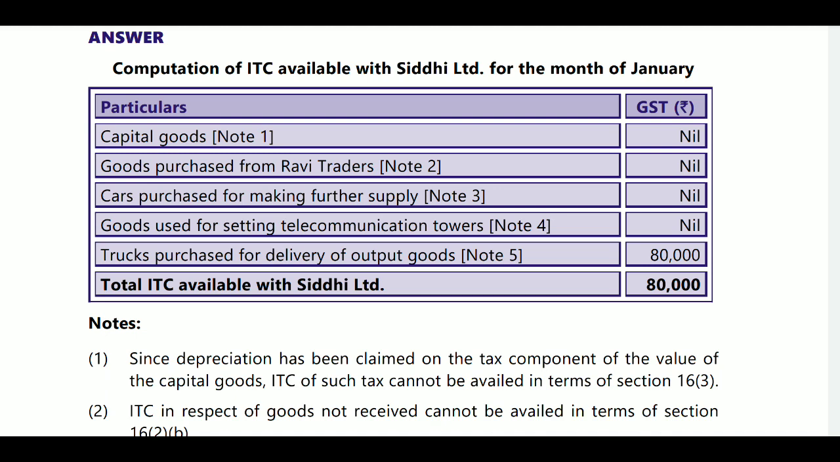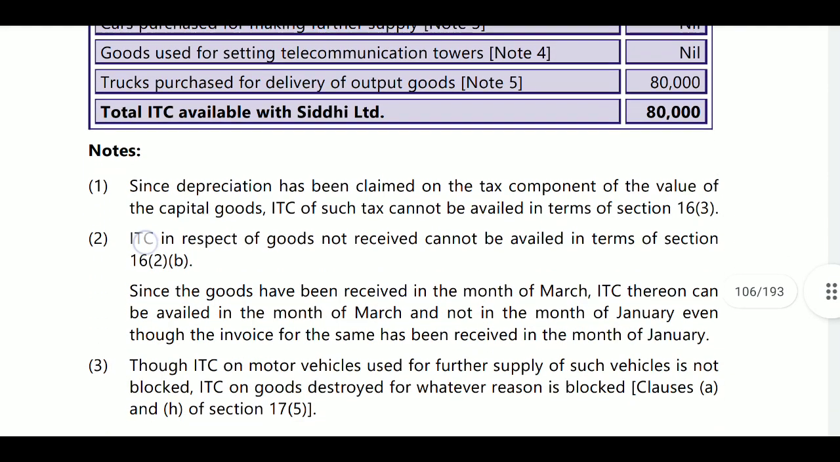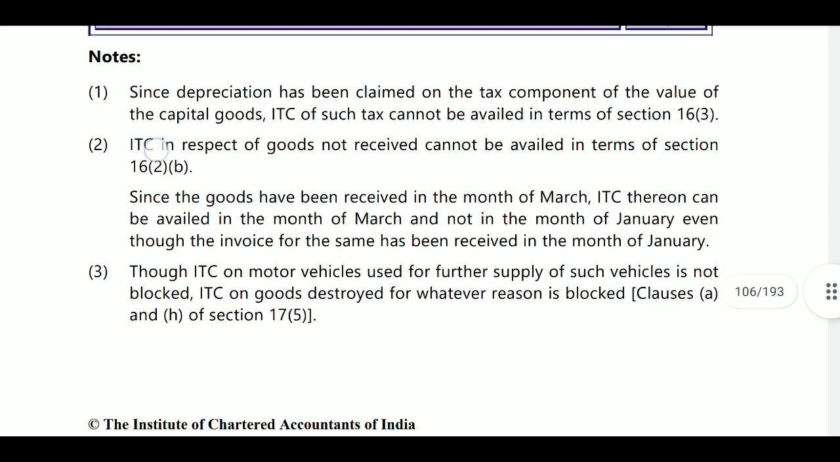Capital goods: nil. Note 1, goods purchased from Ravi Traders. Note 2: nil. Next, car purchased for making further supply: nil. Note 3. Next, goods used for setting up communication tower: nil. Note 4. Trucks purchased for delivery of output goods. Note 5: 80,000 allowable. Total ITC available with Siddhi Limited will be only 80,000.